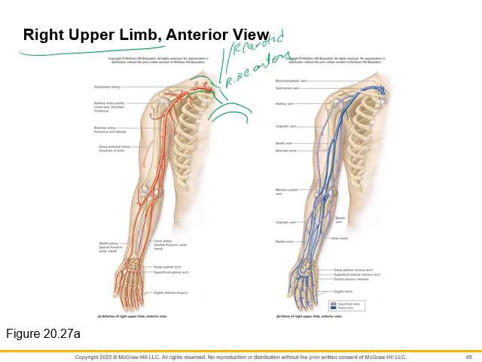So subclavian artery, then it turns into axillary, then it turns into brachial, and then you can see it splits, and we have ulnar artery on the pinky side, and we have radial artery on the thumb side. But you can see there's more veins draining back. And this is an example of that venous anastomosis that we talked about earlier.